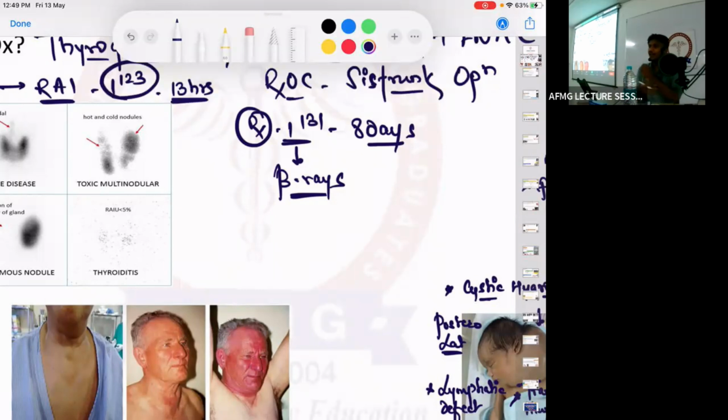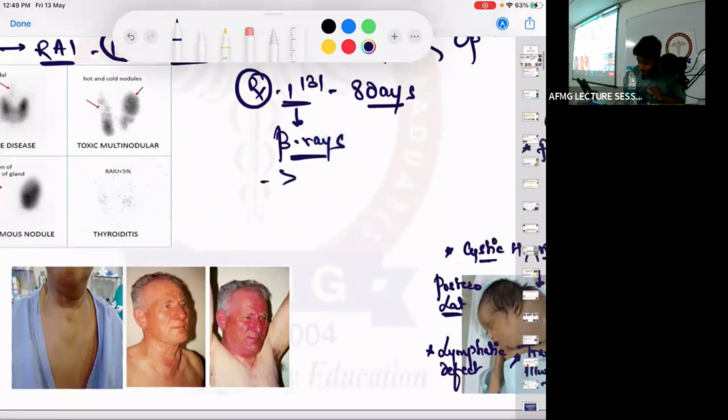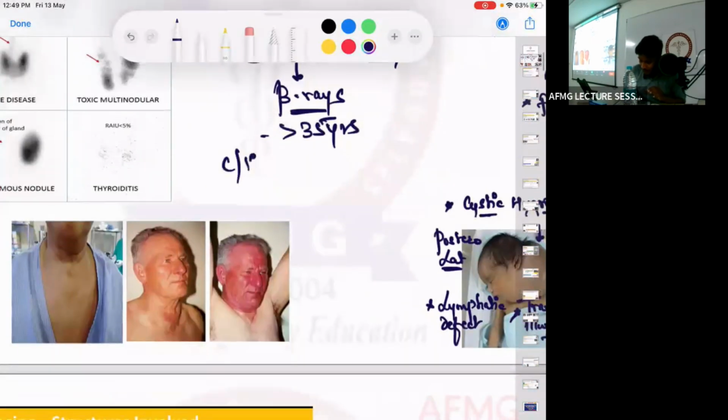Okay, and therefore, after radioactive iodine ablation, the patient will require lifelong thyroxine supplementation. Therefore, it is avoided in younger patients, less than 35 years old. So it is done only in old patients, and it is absolutely contraindicated in pregnancy. No issues with this.